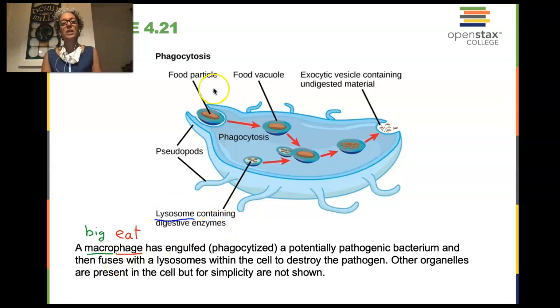This is an image of phagocytosis. So phago means eat, and cytosis is a cell process. So it's the cell process of eating. Now our cells, of course, don't literally eat. They don't have a mouth that gobbles up and chews. They don't have a digestive system. But they do engulf and they do digest.